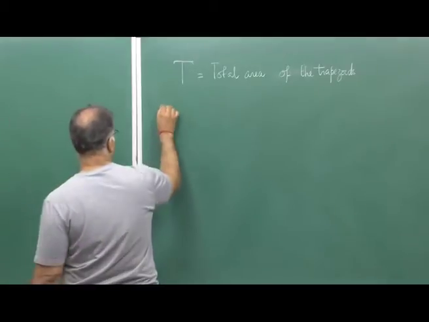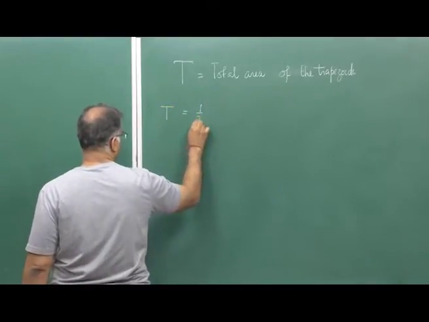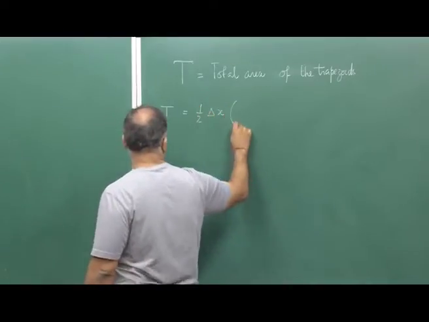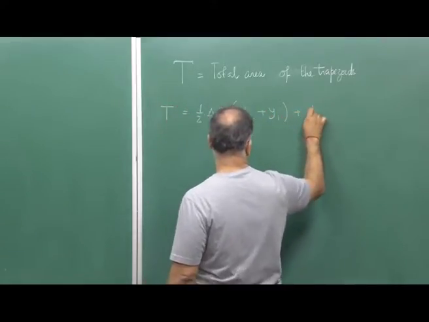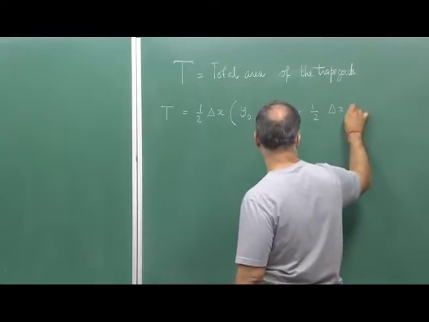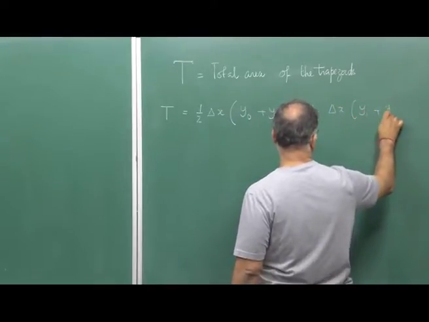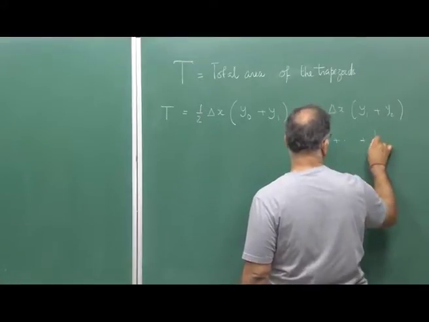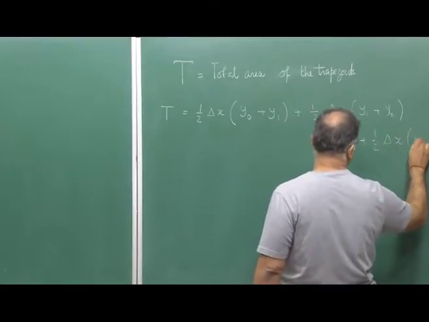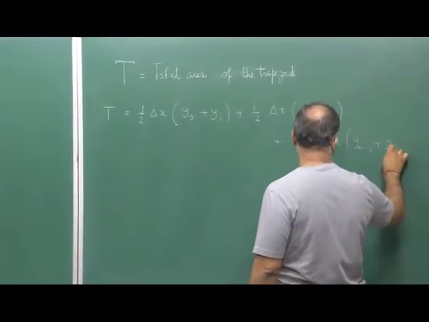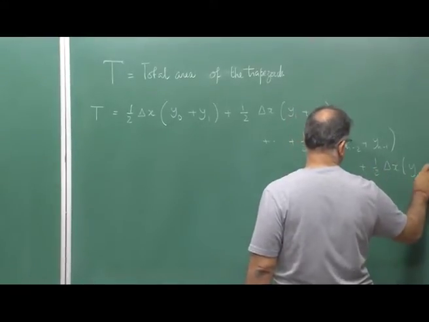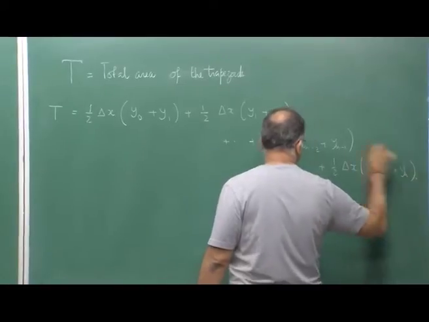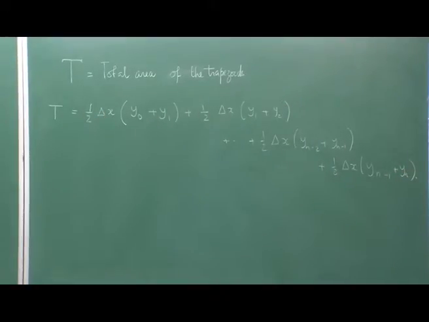So, T of course is like this: half of delta x, which is of course common in everything, times y0 plus y1, the first trapezoid, plus half of delta x times y1 plus y2, and so on, plus half of delta x times yn minus 2 plus yn minus 1, plus half of delta x times yn minus 1 plus yn. So, that is clear. I just summed up all the n trapezoids.